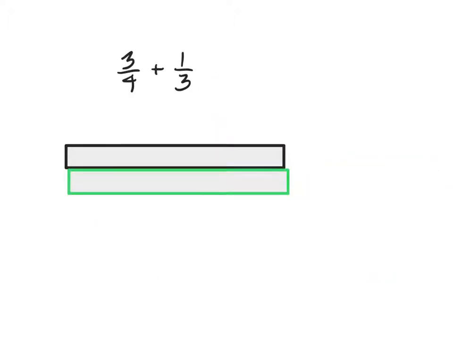Okay, let's try this one. So 3 fourths plus 1/3. So I'm going to split the first one into fourths. And I have 3 of those. So that's 3 fourths, right? And then we'll split the other one into thirds. And I only have 1 of those, right? So that's 1/3. So now what's the least common multiple of 4 and 3?